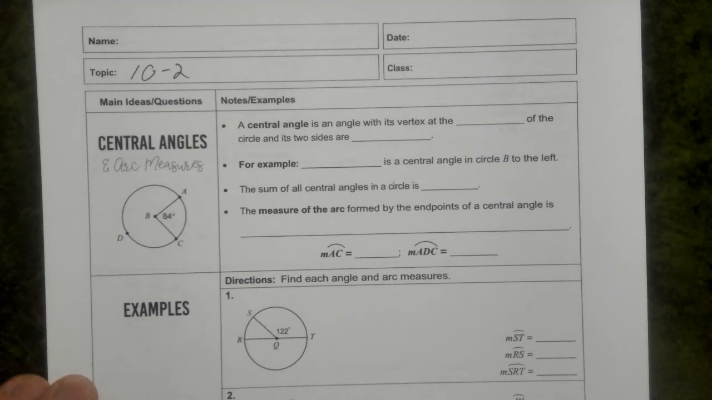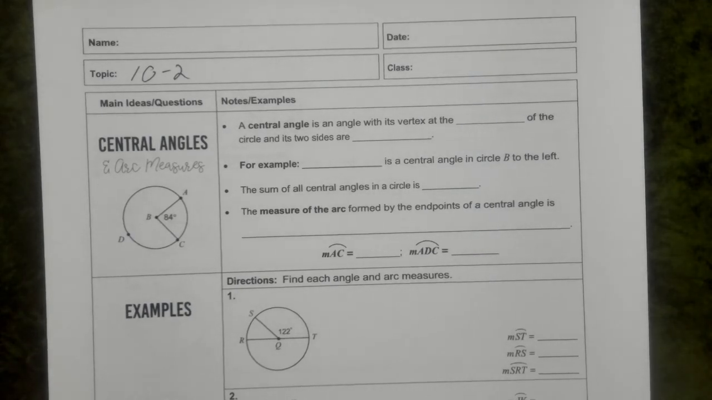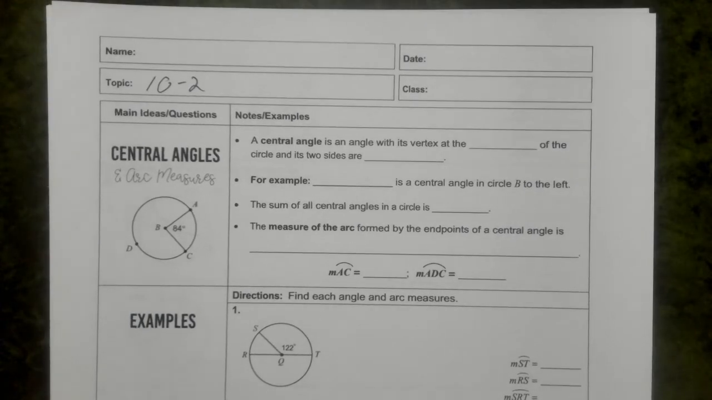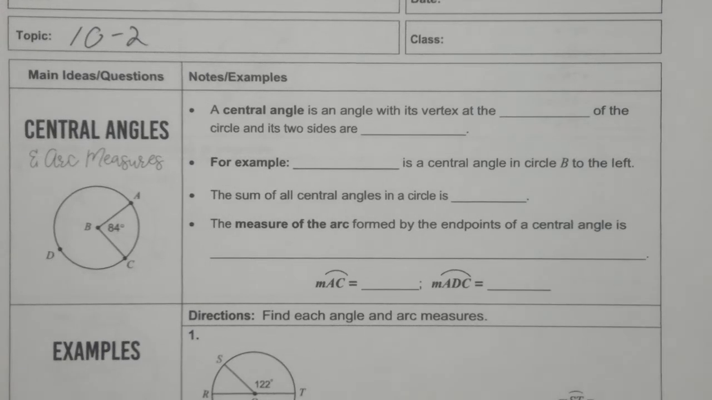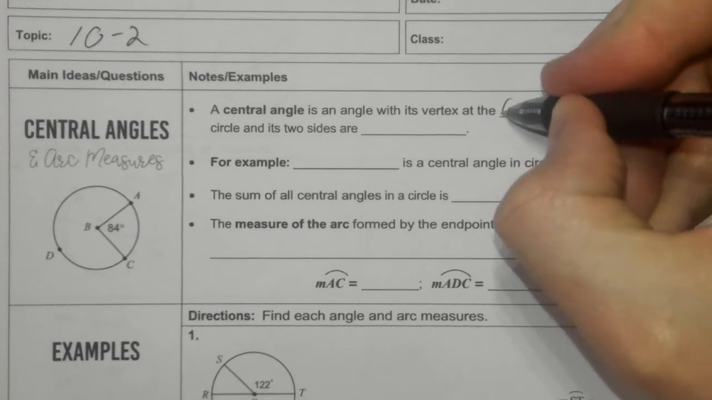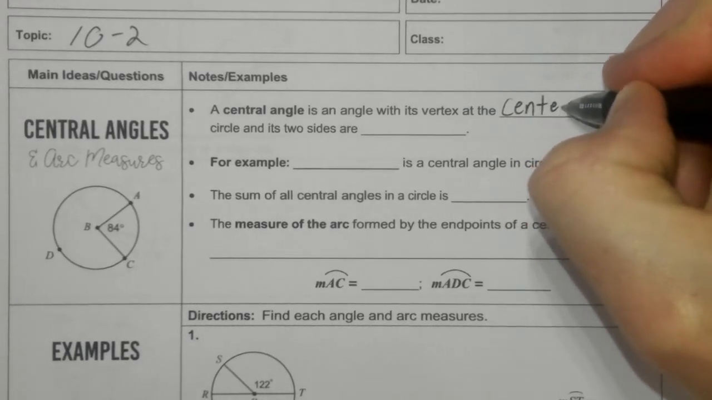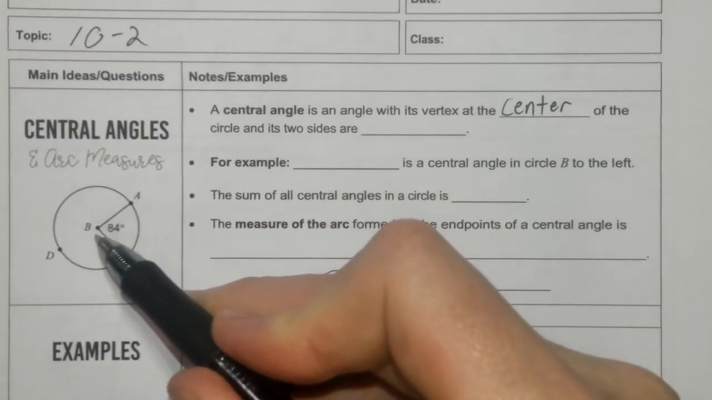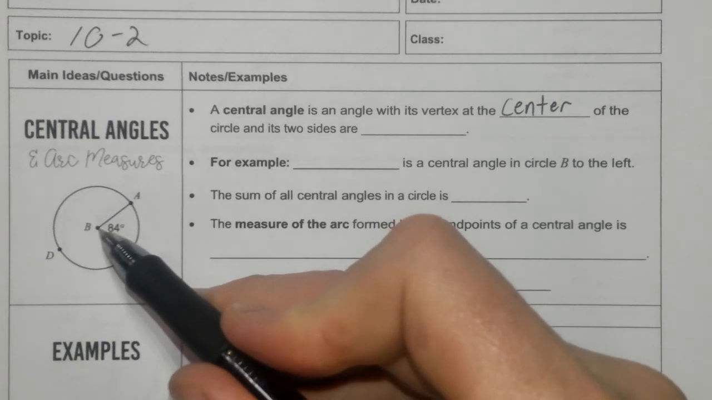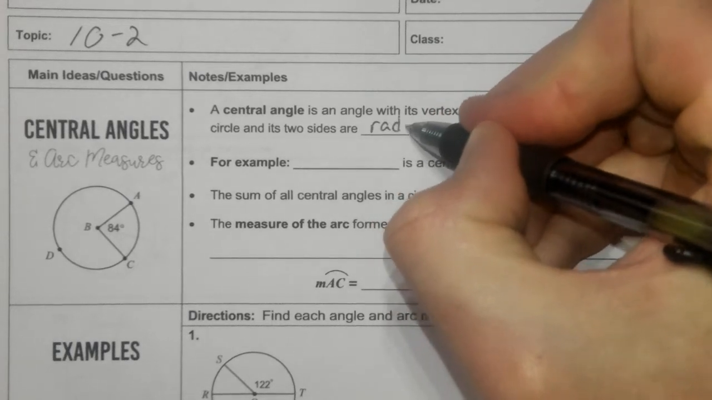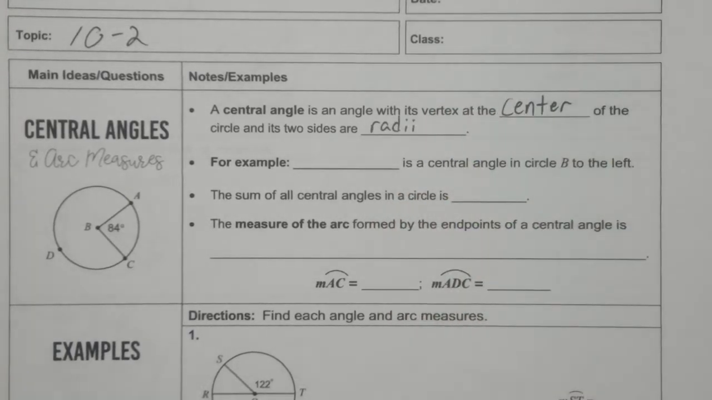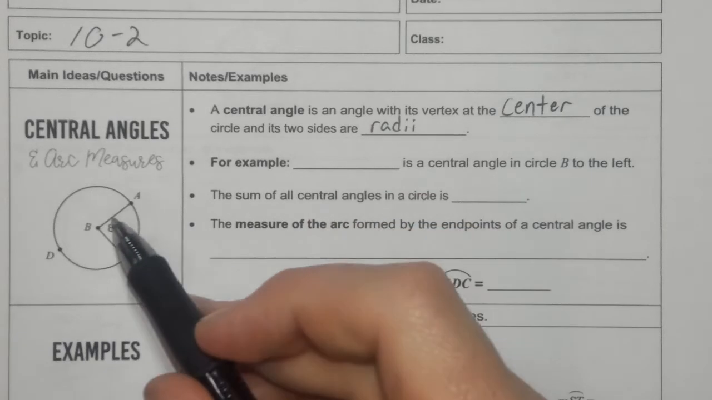Okay, so let's start with some notes up at the top. Here we're going to be studying the central angle of a circle. A central angle is an angle with its vertex at the center. Here the vertex is B, so the vertex is at the center of the circle, and its two sides are radii, the plural of the word radius. So each side of that angle is a radius.